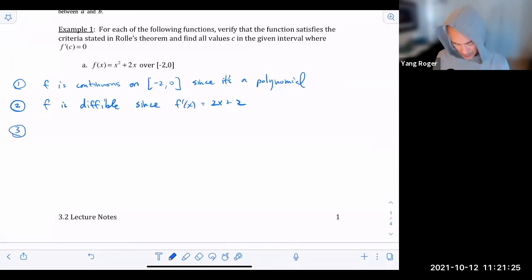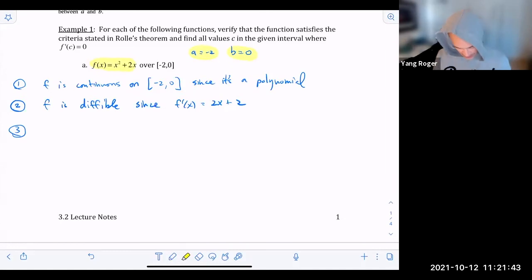Oh, I should have done something at the beginning. I should have specified what the a and the b were. The a is equal to -2, b is equal to 0. Forgot to do that at the beginning. So you always need to specify what your f is, what your a is, what your b is.